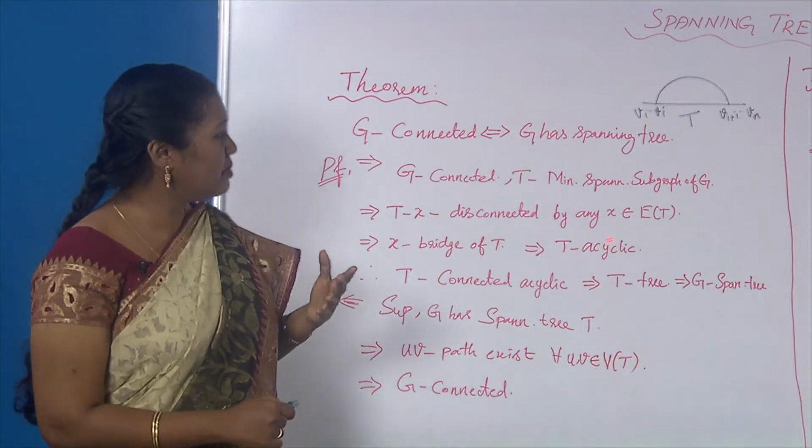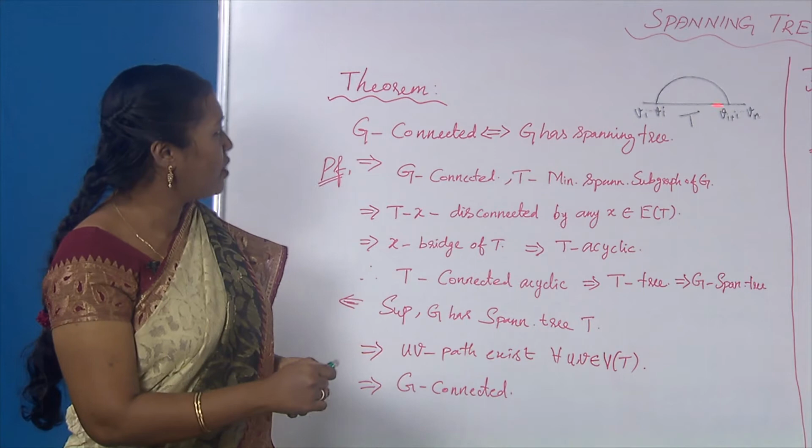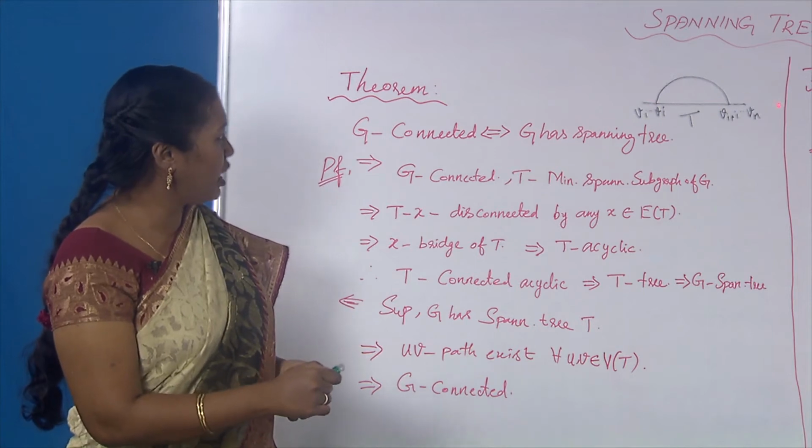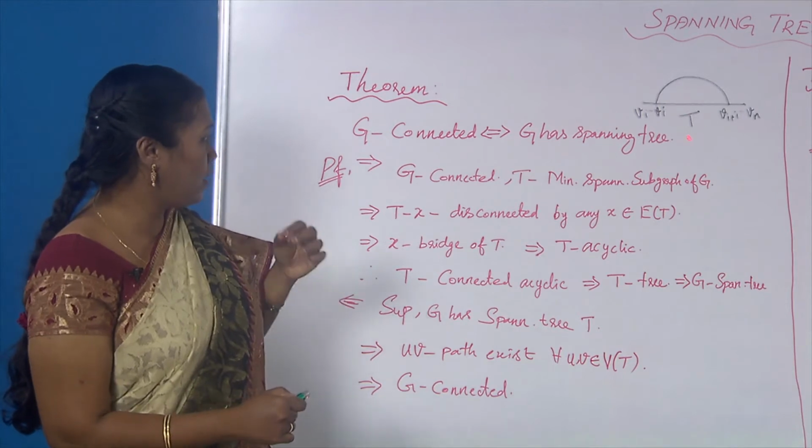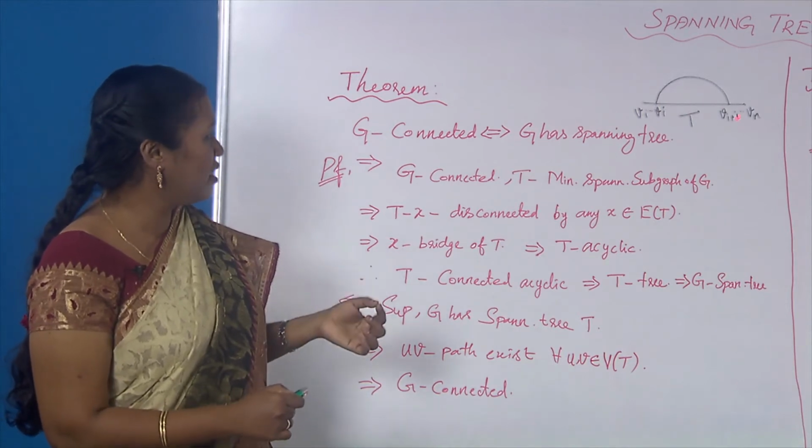Why is this? Because if you look at this graph and say that T is a tree, and if the removal of one edge is causing the tree to collapse, then x is said to be the bridge edge.